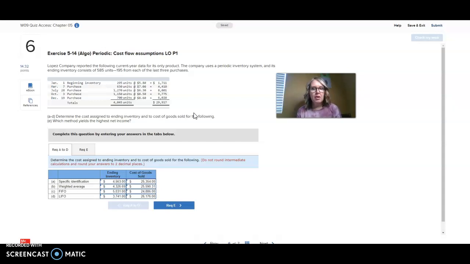I got 7.3960445. Okay, so I made several mistakes when I was doing this problem, and I found that if I don't round yet, then I end up with the right answer. So I'm going to multiply that times the units that I have left. So I multiplied it times 585, and then I get 4,326.68603. So now I'm ready to round. So then I rounded it to $4,326.69. And that gives us our ending inventory.